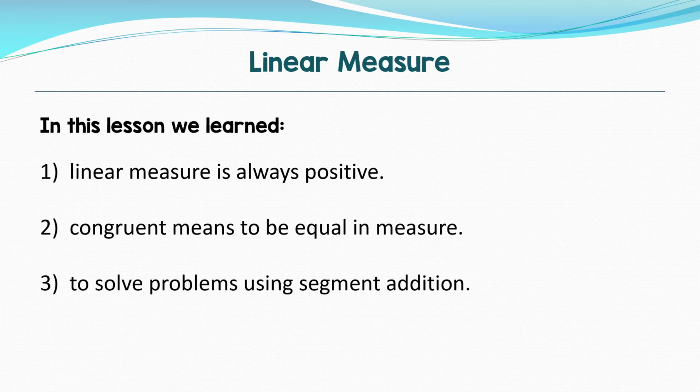All right, so we've learned about linear measure, that it's always going to be a positive number, and that congruent means to be equal in measure. We indicate congruency with this marker, or if we're in a picture, we would put slashes. And then we looked at what segment addition is.